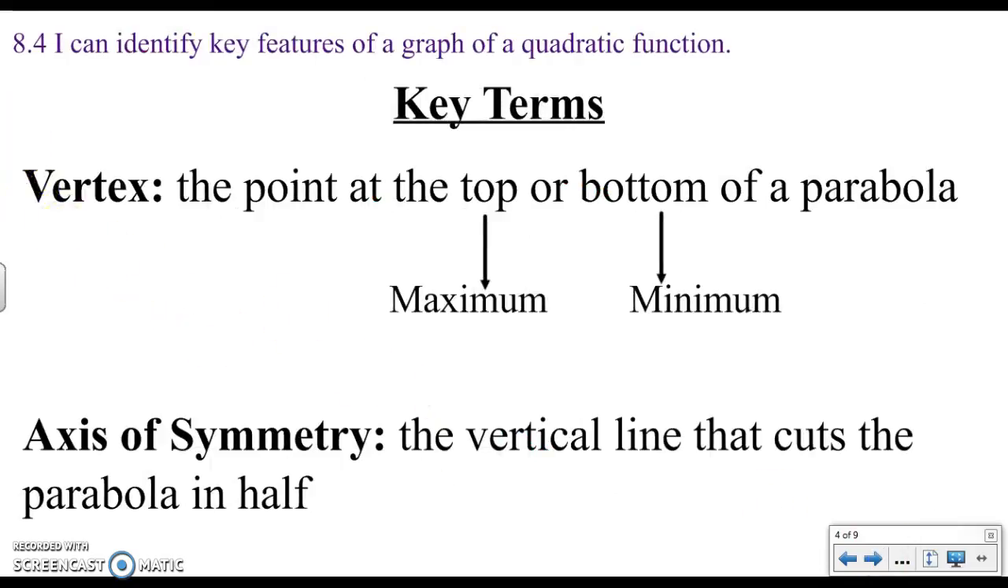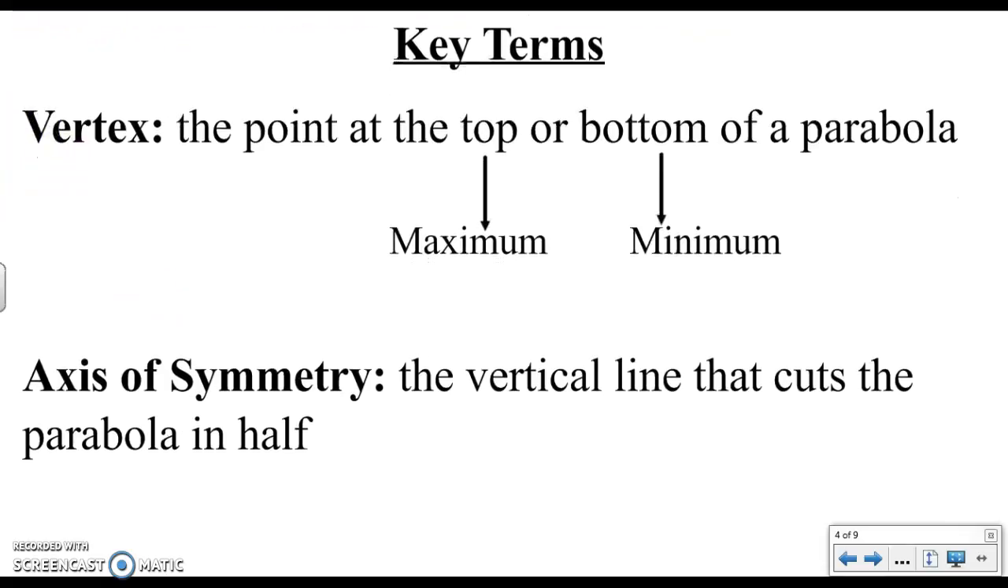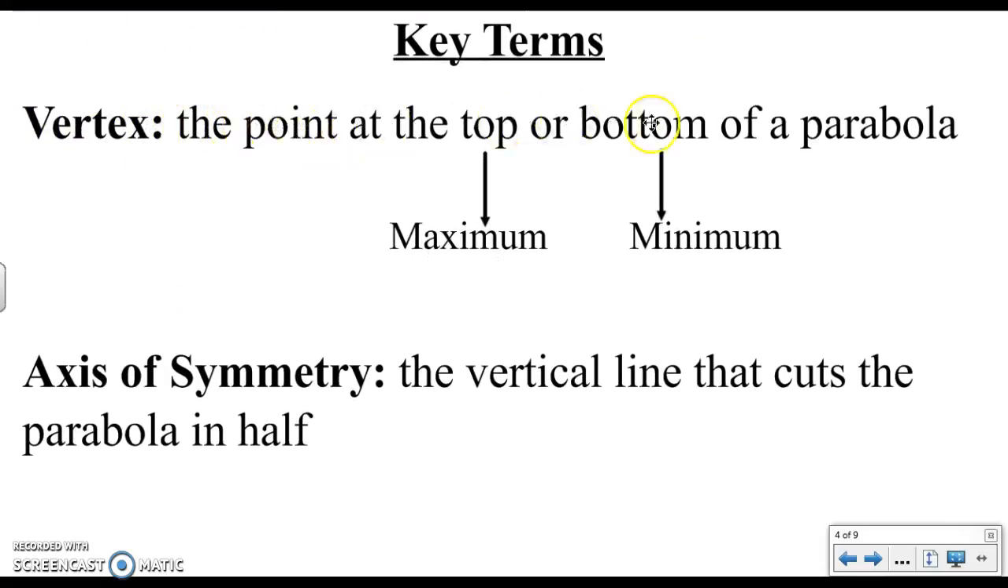Okay, so key terms here, already on your sheet, you don't need to write anything down. Reminder, the vertex is the point at the top or the bottom of the parabola. If it's at the top, we call it the maximum. If it's the bottom, we call it the minimum. The axis of symmetry is the vertical line that cuts the parabola in half.